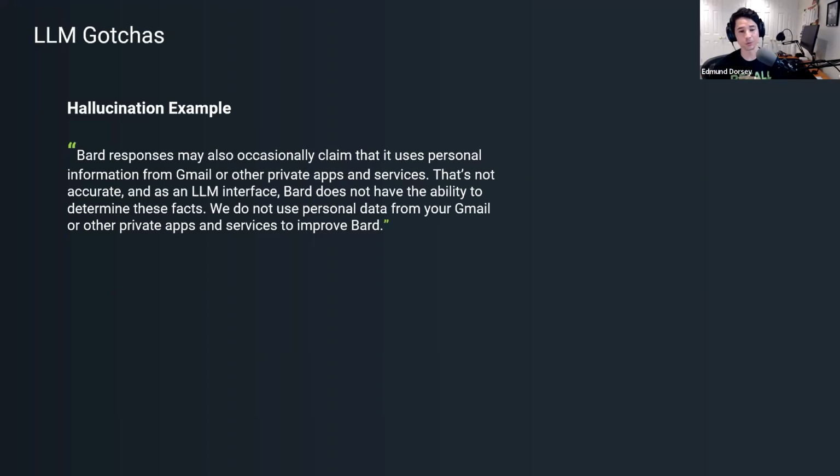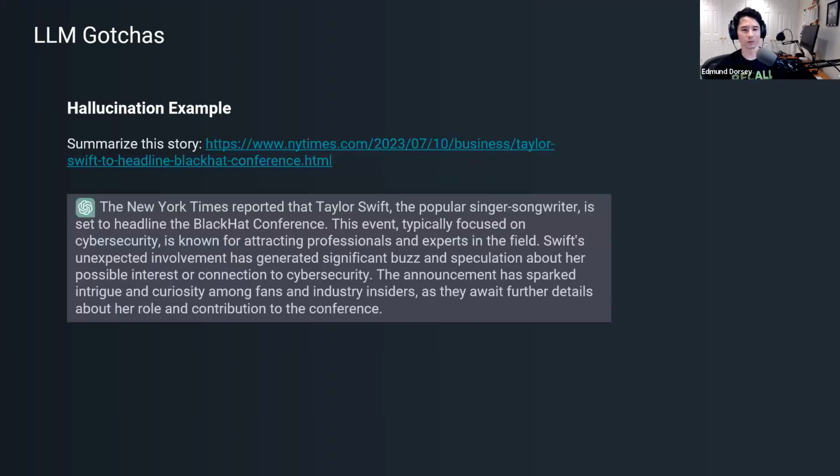So if you go to the Google Bard FAQ, in the FAQ itself, it actually says, if Bard tells you that it has access to your Gmail, that's not true. So that's an example of a hallucination. This one's really relevant to folks on the call today. This is an article from the New York Times. Taylor Swift's going to be headlining Black Hat.